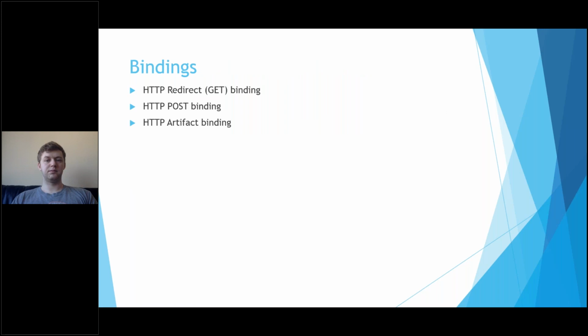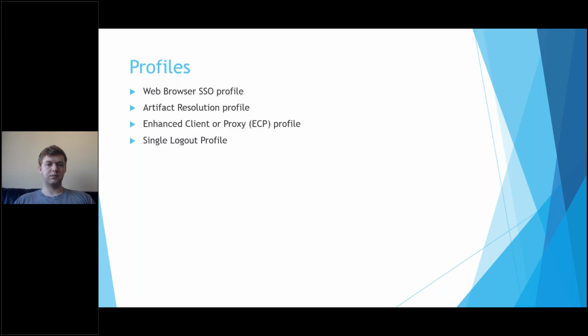So bindings are HTTP redirect, which basically puts the parameters in the URL. So it's essentially a GET. We do post binding, which basically puts them into a form. And we've got artifact binding, which uses artifact resolution, and it uses SOAP in the background. The profiles, the kind of main ones, you've got the web browser protocol. That's by far the most common. That's the one you use if you want to go to Salesforce or Workday or whatever.